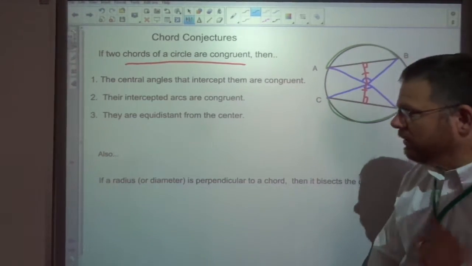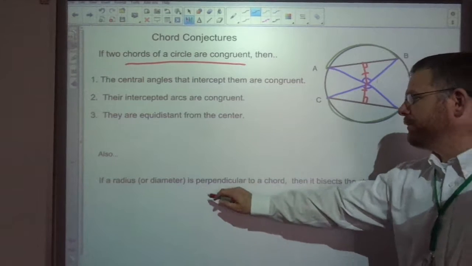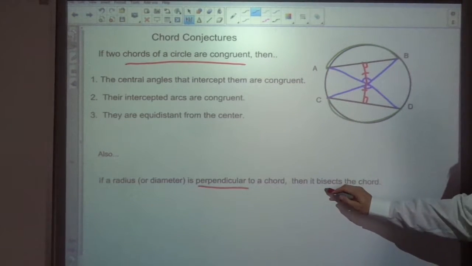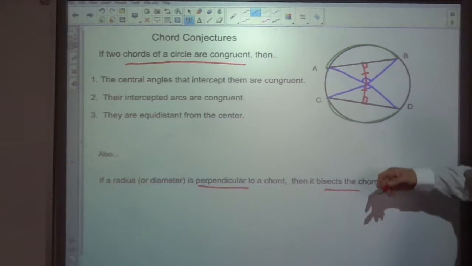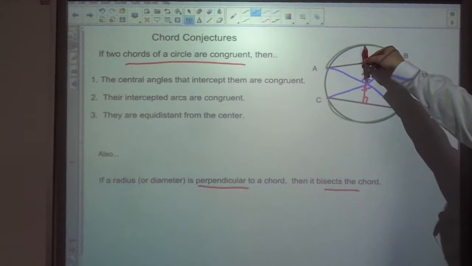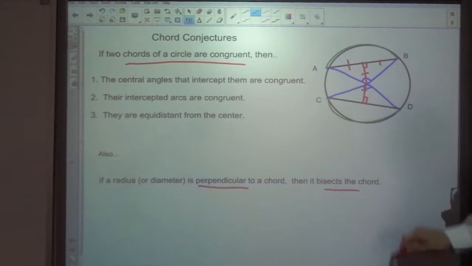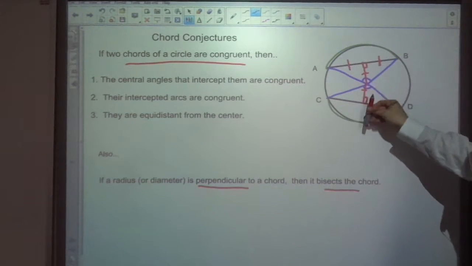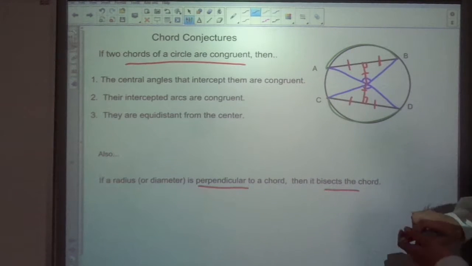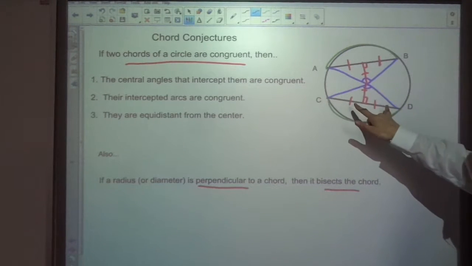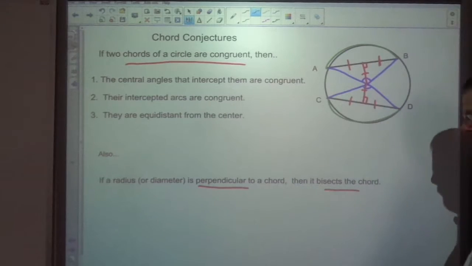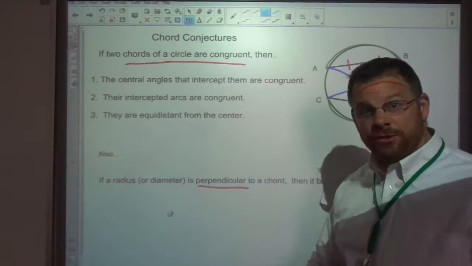Also, just so you know, if a radius or diameter is perpendicular to a chord, then it bisects the chord. So that means if we have this radius here and it's perpendicular, it cuts this chord in half. This one will cut this chord in half. It doesn't cut this in half, it cuts this in half. So this side equals this side. We can use this for the examples.